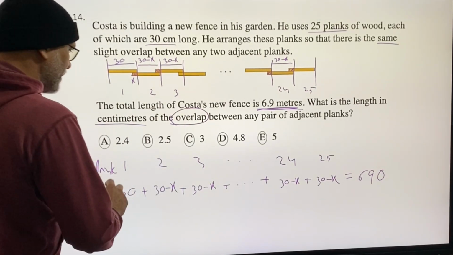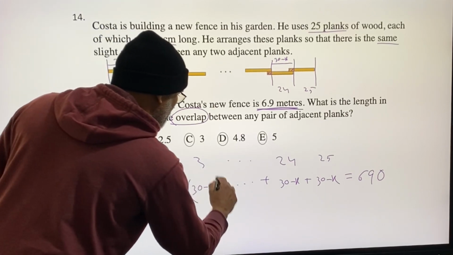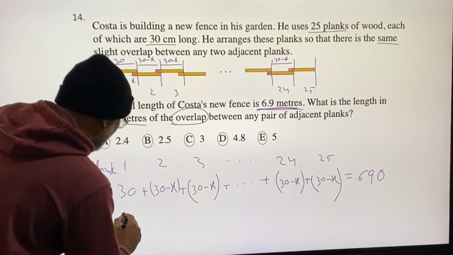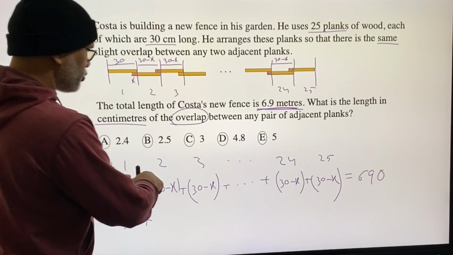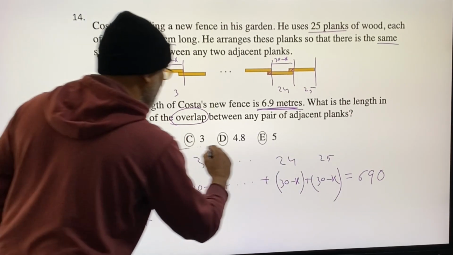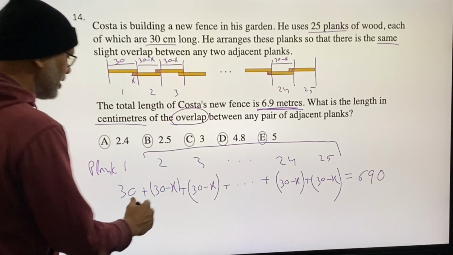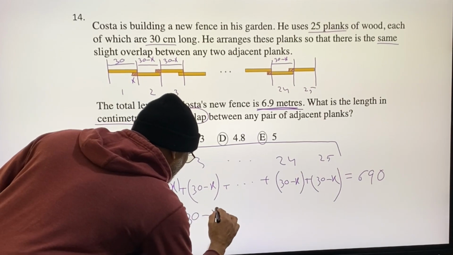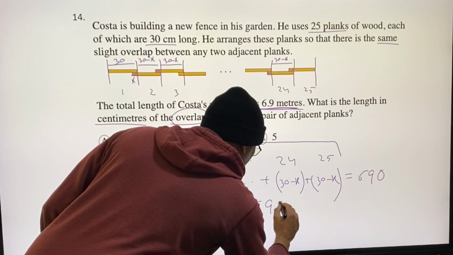Now let's see how many of these are there. This is 1, 2. How many of these are there? I have 130 plus I have 24 more left, right? These are total 24 because I have already accounted for 1. So there is 24 times 30 minus x. This must be 690.